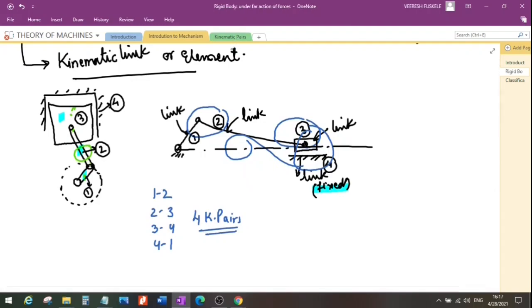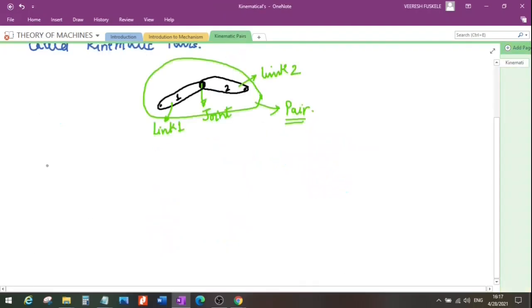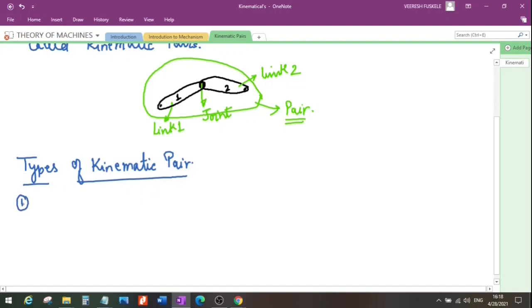Now let us see the types of kinematic pairs. These kinematic pairs are basically classified according to the nature of contact, the nature of mechanical constraint, the nature of relative motion. So let us first see the classification according to the nature of relative motion.